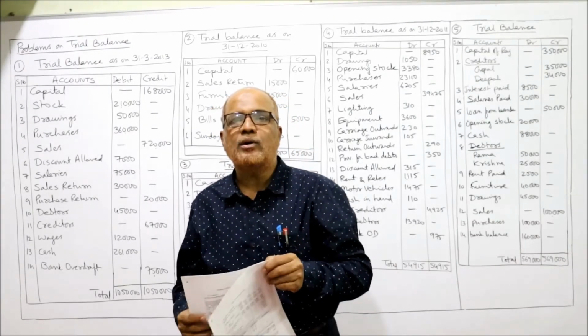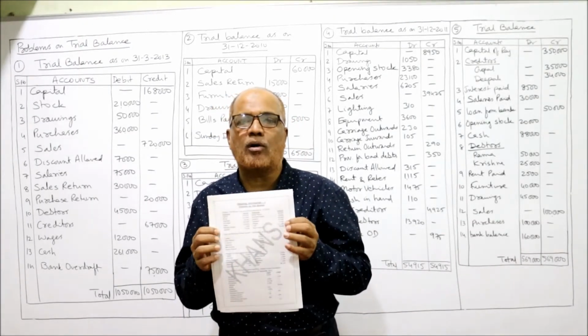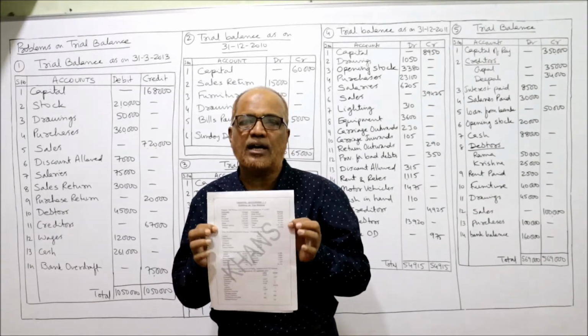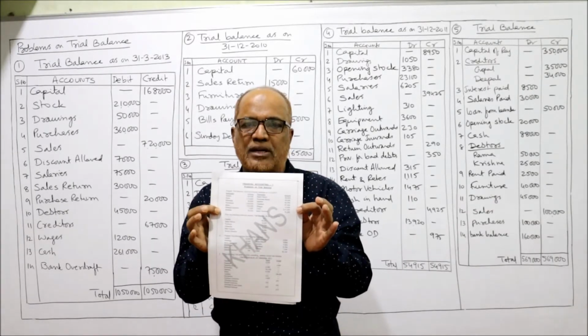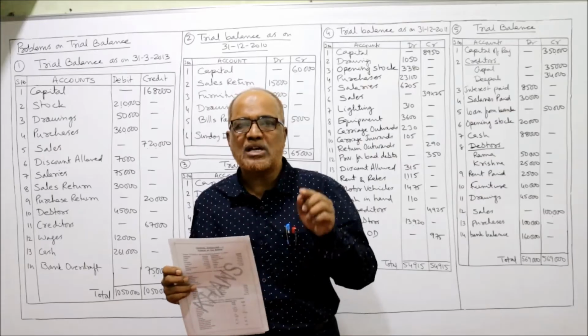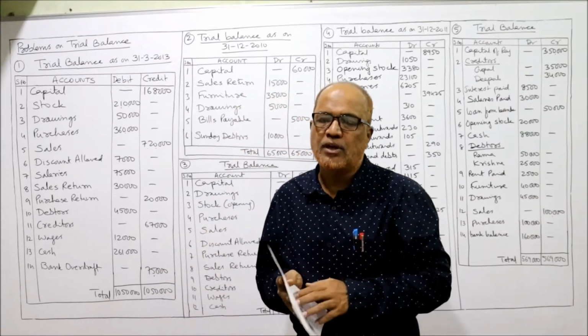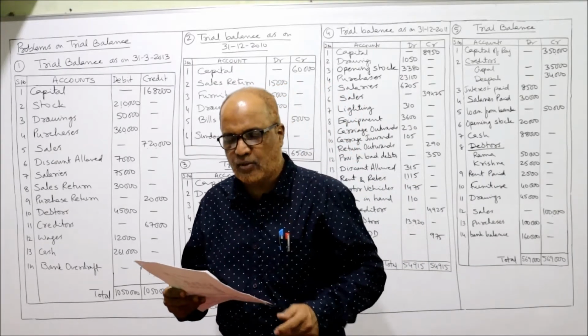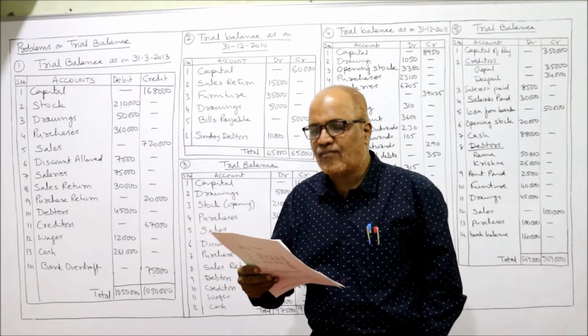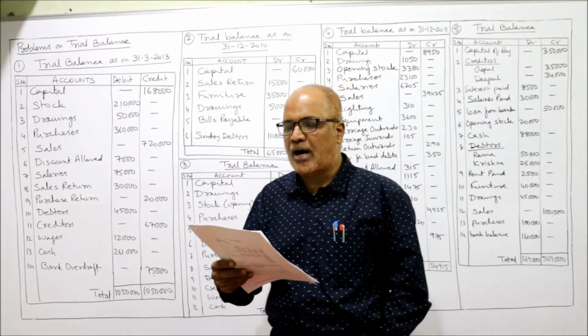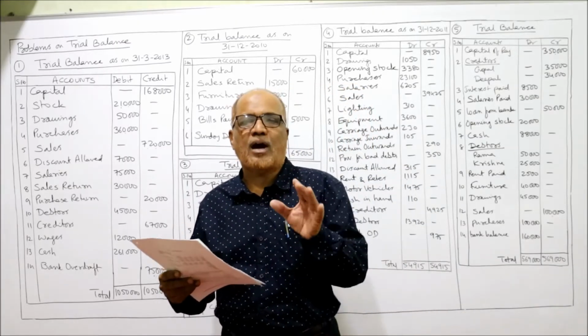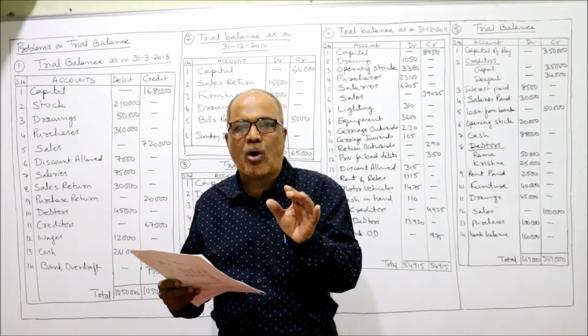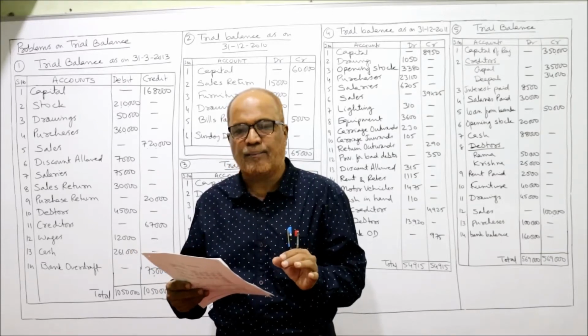So now I am going to start the very first problem on trial balance. Before starting, I expect my viewers to have a printout of the problems which I have given in the link under my description. Take a printout, keep it ready and start watching this video. Prepare trial balance from the following balances on 31st March 2013. So we are required to make a trial balance as on 31st March 2013.